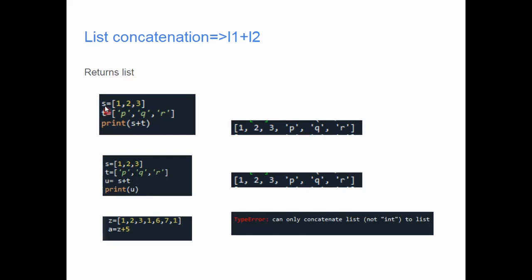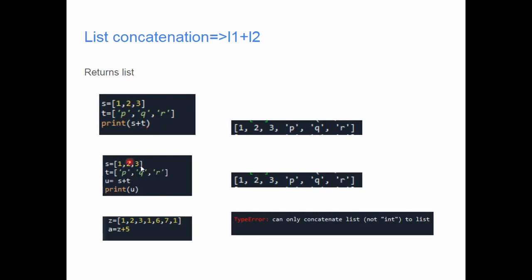So here we are having s is equal to a list, that is 1, 2, 3, which is an integer data type, and t, which is the character data type. Then also we can add two different lists. So list plus list is allowed, but list plus some other data type is not allowed.